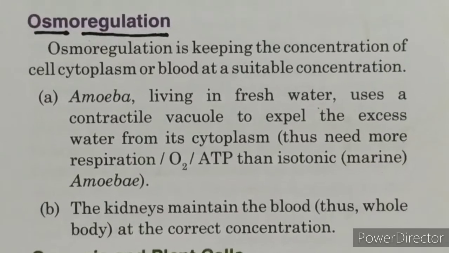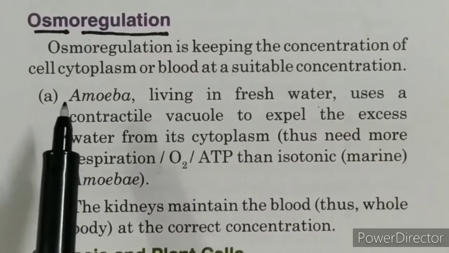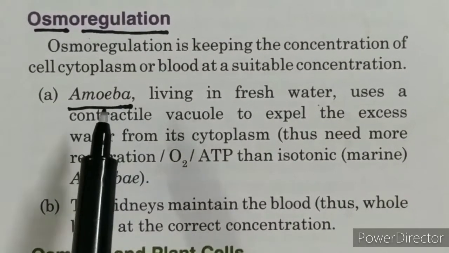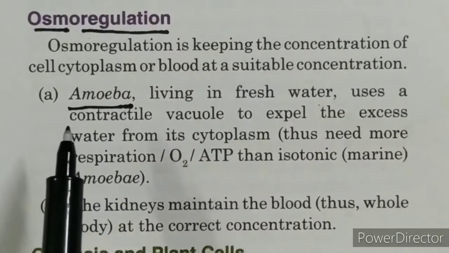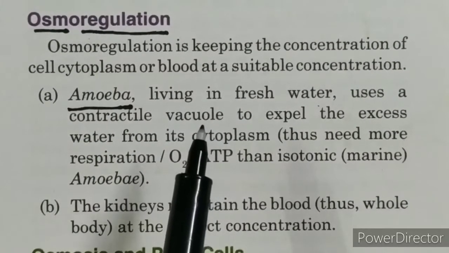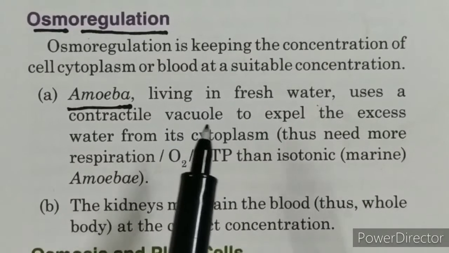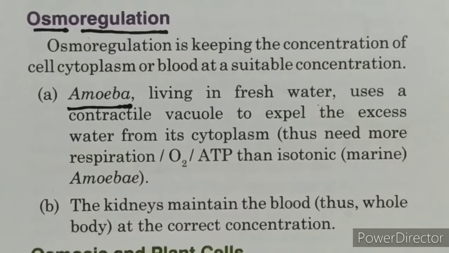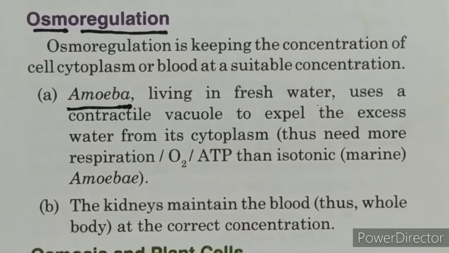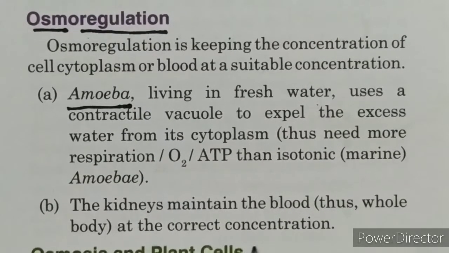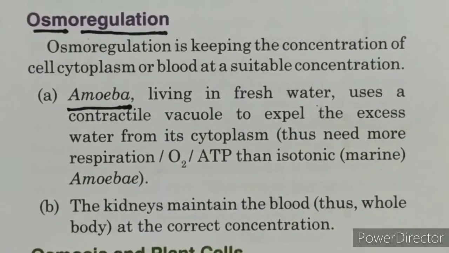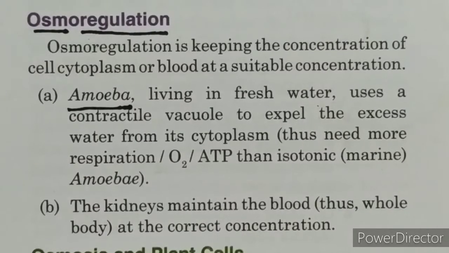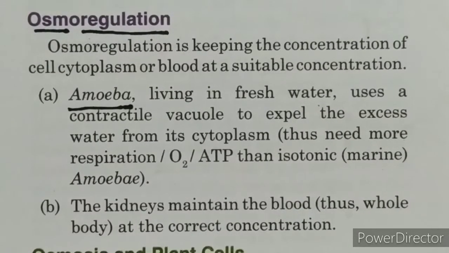So this is why an example has been given for amoeba. They live in fresh water and they use a contractile vacuole. What these vacuoles, these empty spaces, do is expel the excess water. They just leave the excess water in the water itself. And even the kidneys maintain the blood concentration. So this is how osmoregulation helps a body to maintain its internal environment.